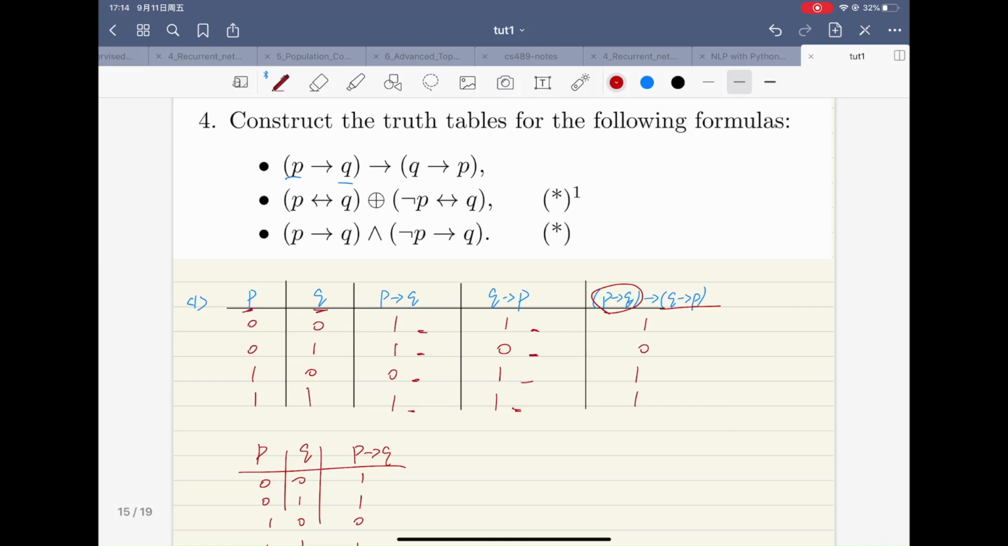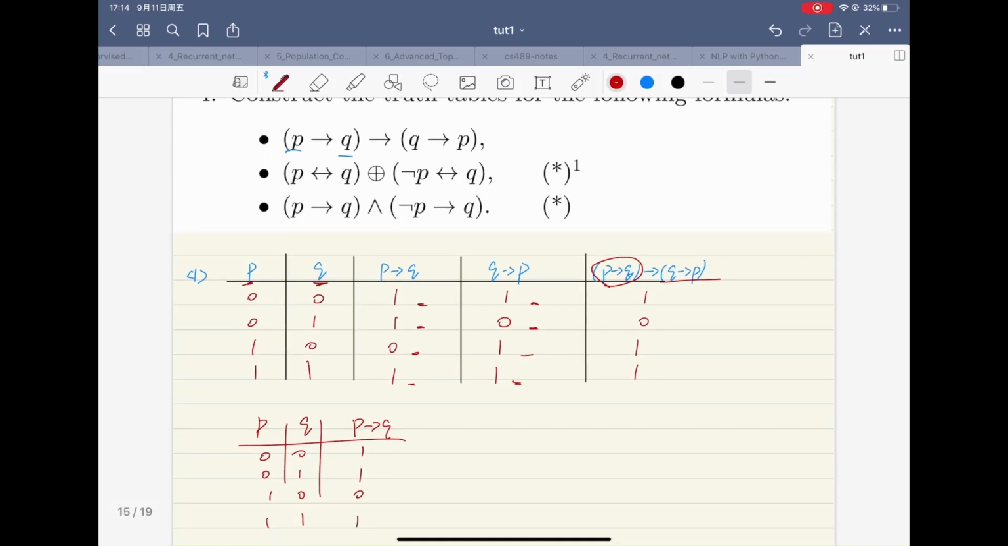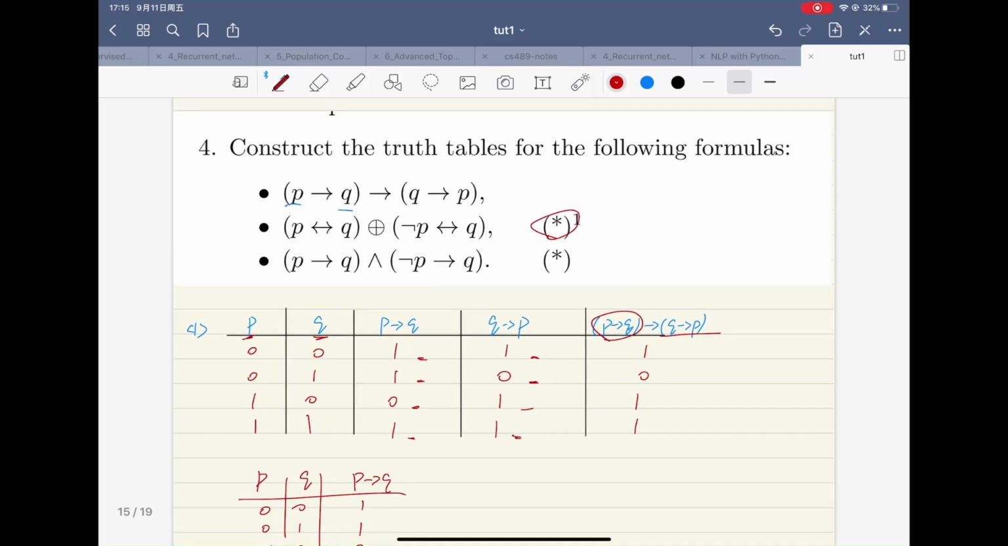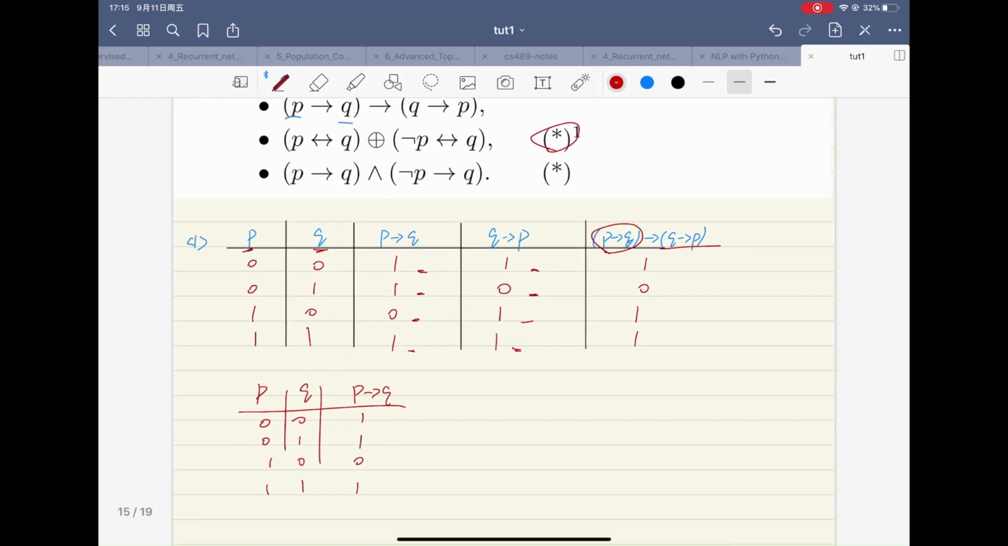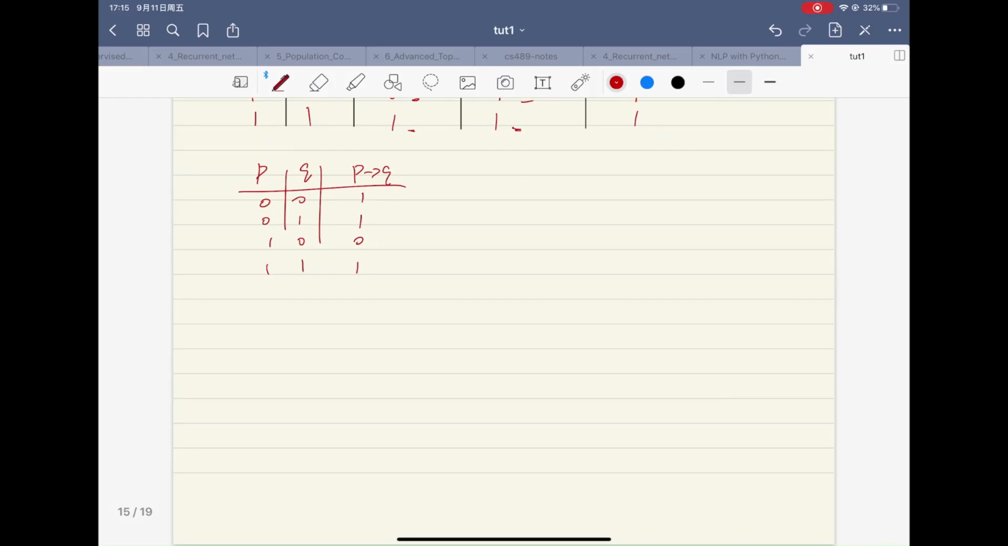And the second one. Oh, the questions with the stars are bonus questions. They could be a little bit complicated. It could be a little bit difficult, but not really. Not very.